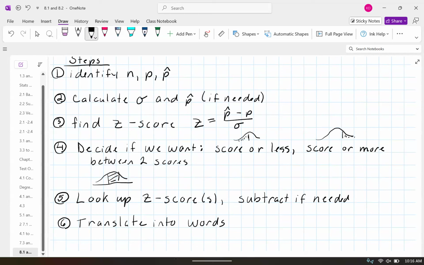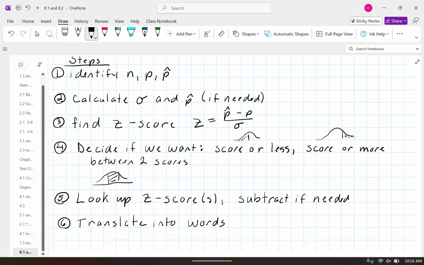If we need that score or more, we take 1 minus whatever we looked up. If it's between two, you subtract the bigger one minus the smaller one. If it's the score or less, we don't subtract, we just look up. So depending on what they're asking us, we may look up or not. And remember, we subtract the value we look up, we do not subtract our z-scores. We can't compare z-scores in that way. It would be nice, but alas, we cannot.